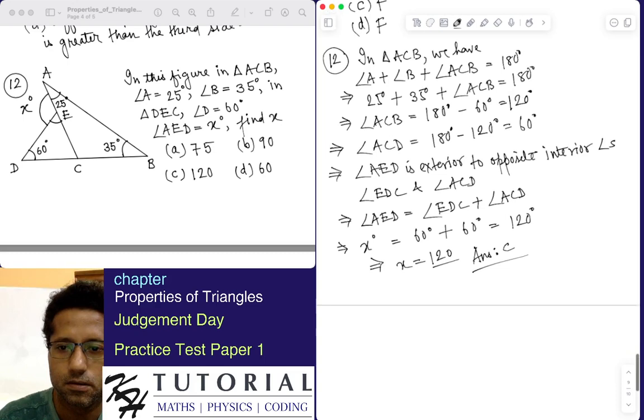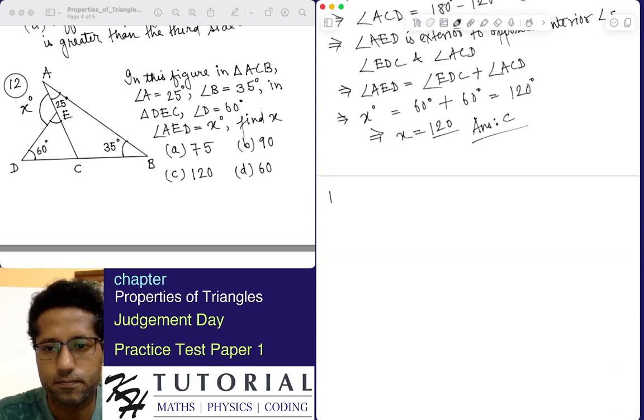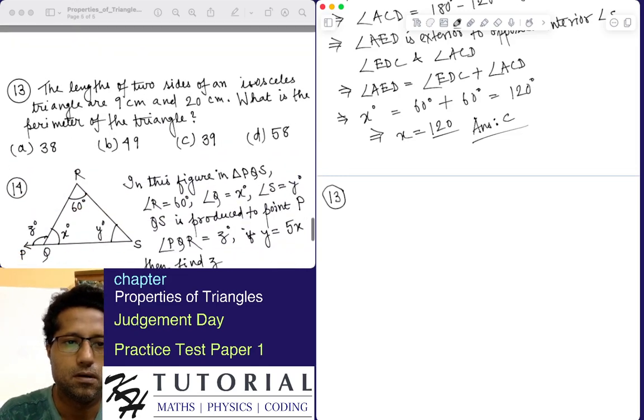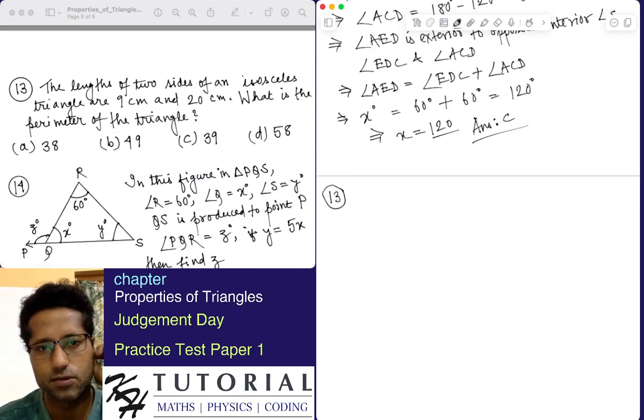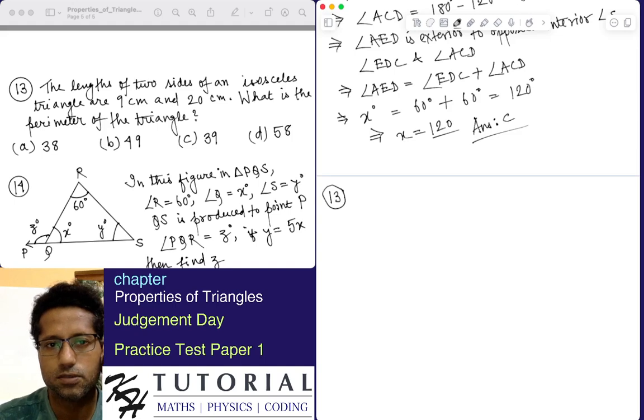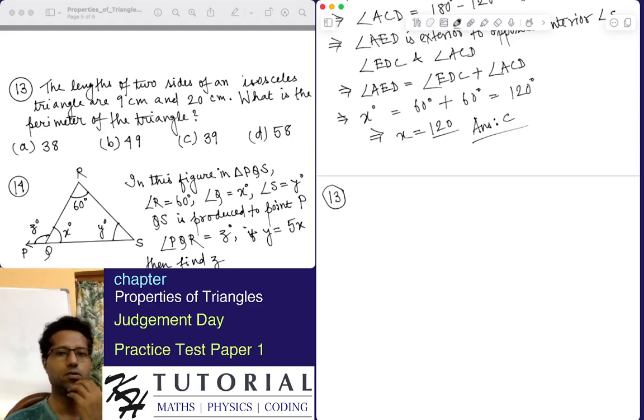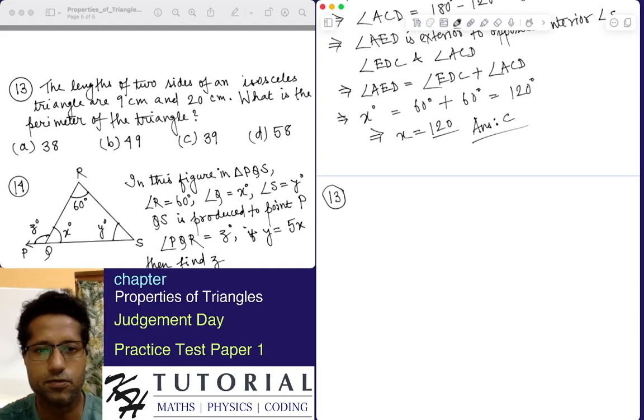Okay. Let's do problem number 13. The lengths of two sides of an isosceles triangle are 9 centimeters and 20 centimeters. What is the perimeter of the triangle? The lengths of two sides of a triangle are given and the triangle is isosceles. It is asking the perimeter of the triangle, which means we have to find the third side also. To find the perimeter, we need the three sides, and the perimeter of a triangle is the sum of the lengths of the three sides.